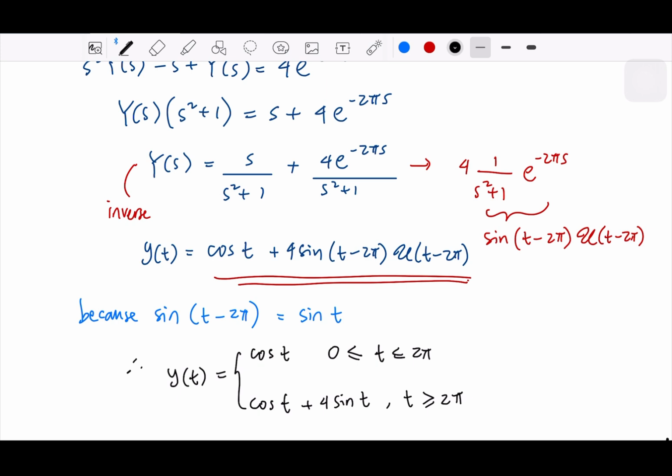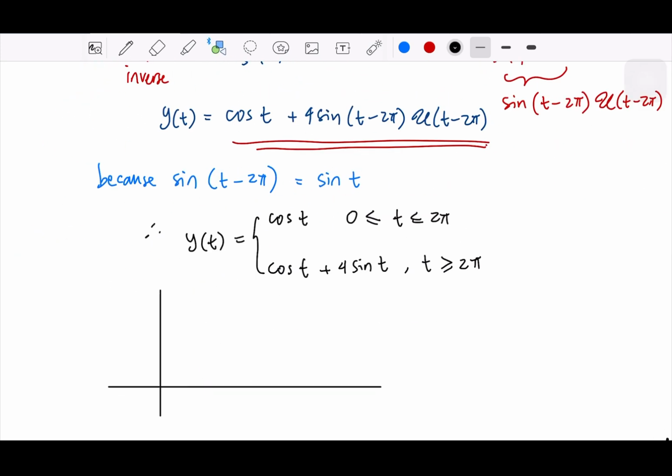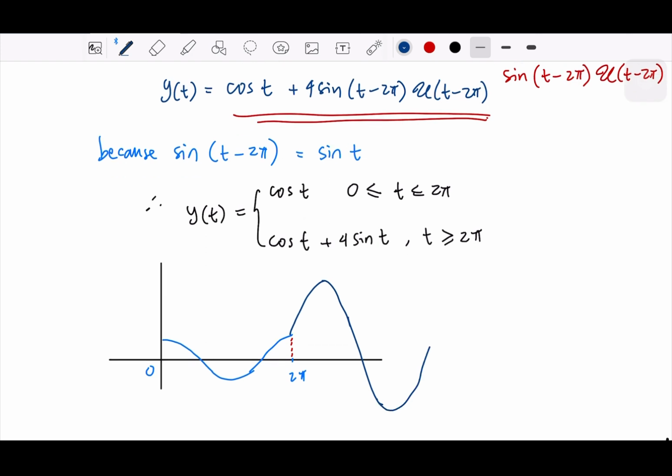So what does it mean? This equation gives you this piecewise function. You could imagine cosine as a simple harmonic periodic function, and then after 2 pi, it's getting plus 4 sine t. So maybe take the graph. Let's say this is cosine up until there. This is 2 pi, this is 0. And from this 2 pi, you get some additional motions.